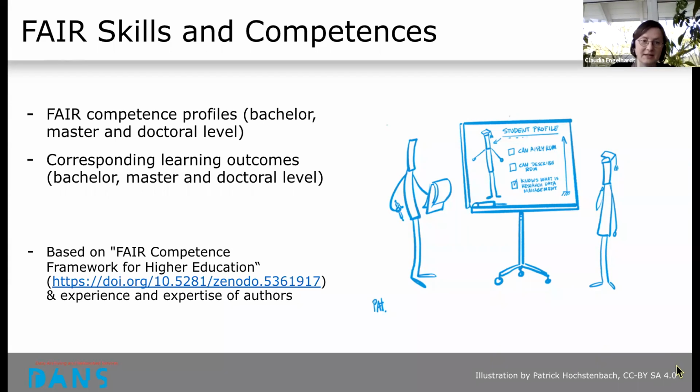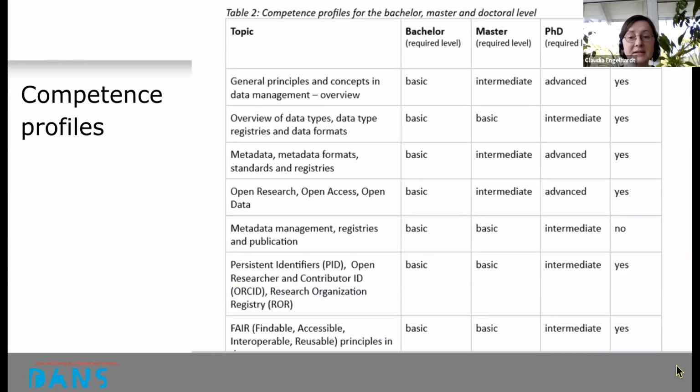Next slide. So here you see an example or part of the table with the competence profiles. In the column on the left side, you see the different skills and competences or topics. And then in the columns next to it, you see the level that is required for bachelor, master, and PhD students. And there's also a column that states if this is entry level or this is regarded as entry level content or not.